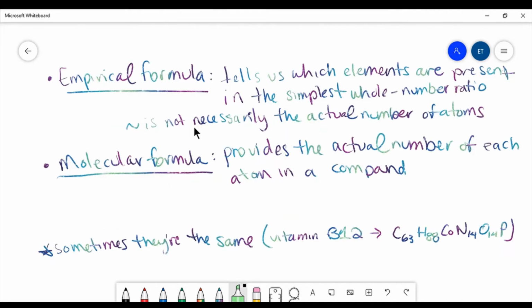The empirical formula tells us which elements are present in the simplest whole number ratio, but it is not necessarily the actual number of atoms found in the compound. On the other hand, the molecular formula provides the actual number of each atom in a compound. Sometimes, though, they're both the same, like in the case of vitamin B12 and others, which will have the same formula.